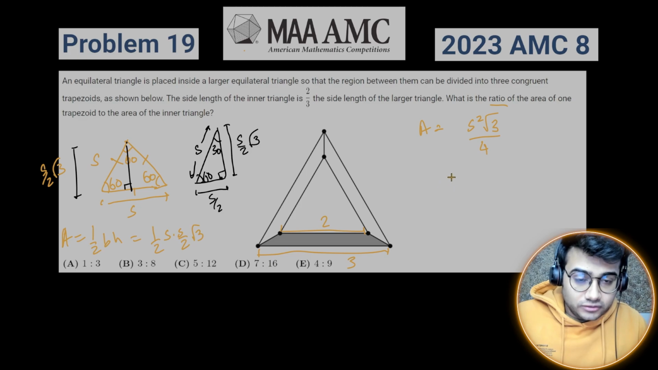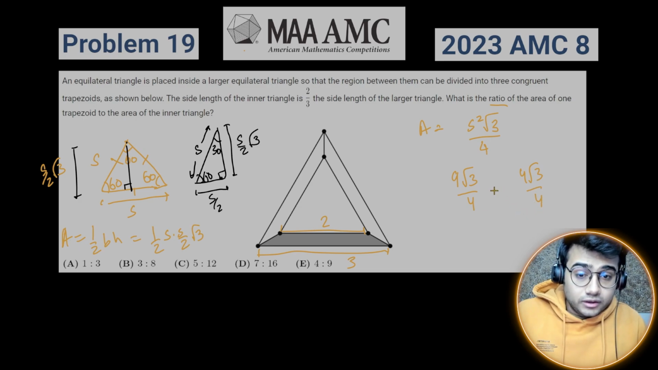So what is the area of the outer triangle? Well, we took the side length to be 3, so that's going to be 3 squared is 9, so 9 square root of 3 over 4. That's the area of the outer equilateral triangle. And then the area of the inner equilateral triangle is going to be 2 squared, root of 3 over 4.